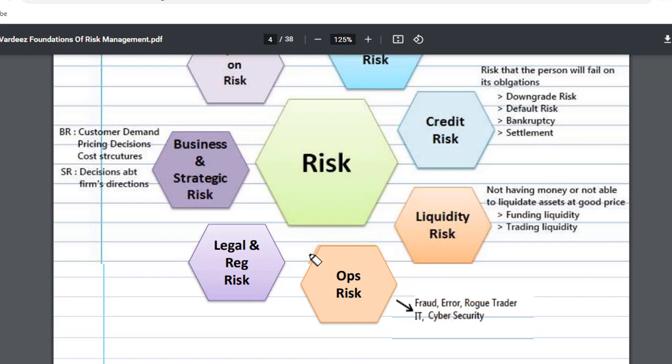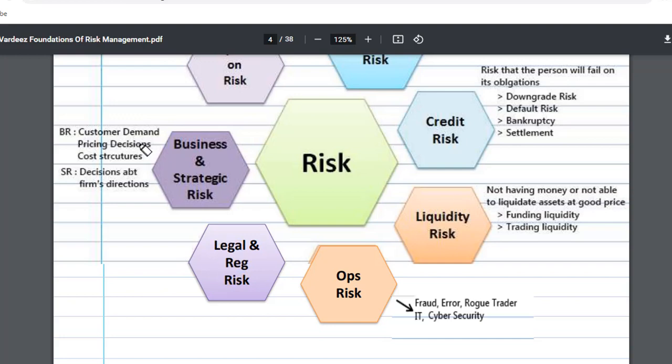Okay, moving on to legal and regulatory. Legal, as it signifies, is the legal risk that a company might face due to any concerns. And regulatory risk is if there are any changes in the regulation of the business model, then this could be the regulation risk as well.